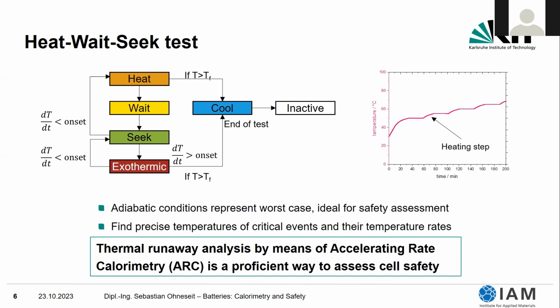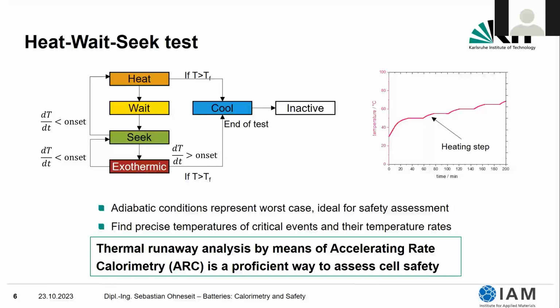And this heating step is always followed by a waiting step that is needed to establish a thermal equilibrium inside the battery and also inside the calorimeter. After the waiting step comes the seeking step. And in this seeking step, the two thermocouples I just presented to you will compare their temperature to each other. And if a self-heating of the battery is detected during this seeking step, which is about 20 minutes long, then the calorimeter switches to exothermal mode.